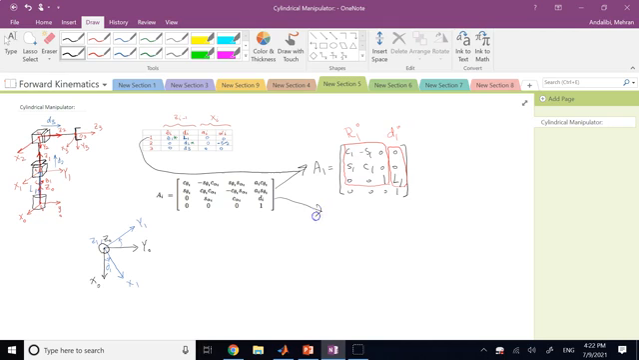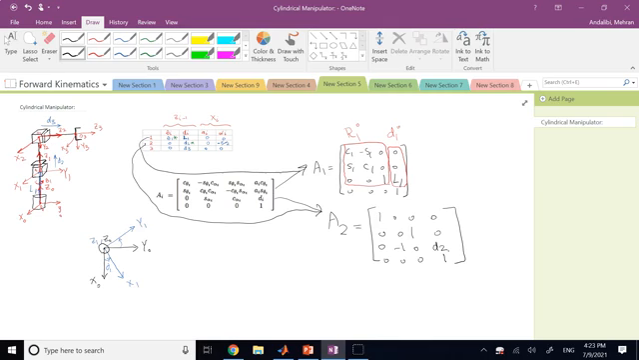Then we go and look at the second row. So this time we're going to look at the second row. That gives me A2. And A2 is going to be 1, 0, 0, 0, 0, 0, 1, 0, 0. Then here we are going to get negative 1. Then 0, and then D2, and 0, 0, 0, 1.